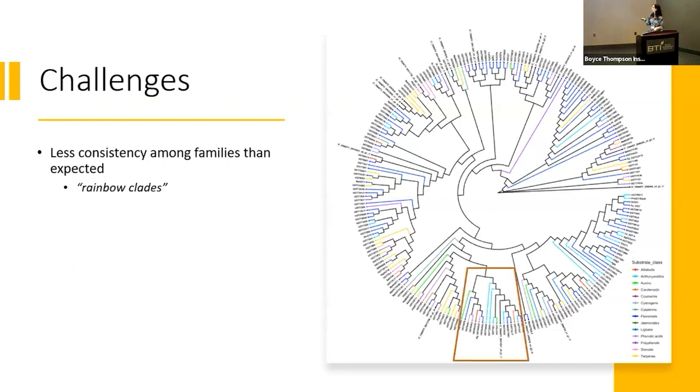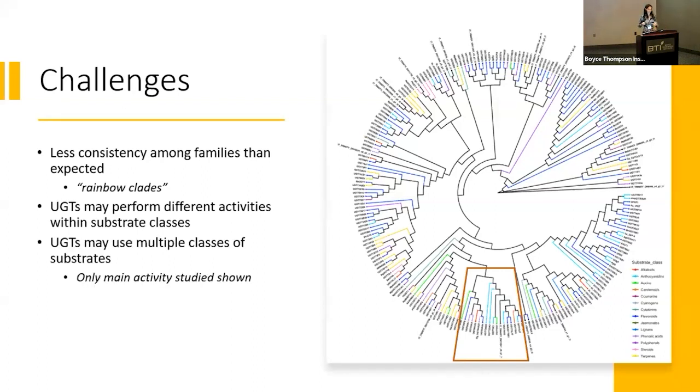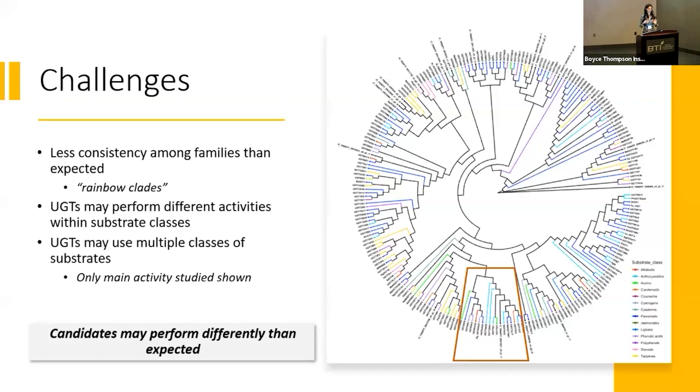So if you look here, down at the bottom there, that's what we call a rainbow clade. So you see we have a whole bunch of different colors, and they're not all related to each other very much at all. And so that made it really hard to get some good candidates from this. And these UGTs have a really broad array of what they actually do. So they might not be performing the same activity within the substrate class that they're in, as well as they can use many different substrates. So basically these candidates might not be performing the way that we expect them to.